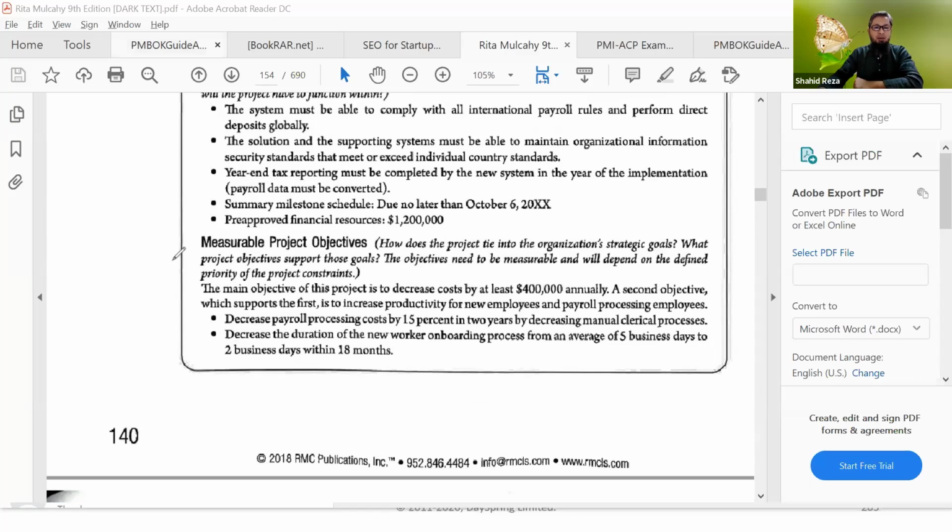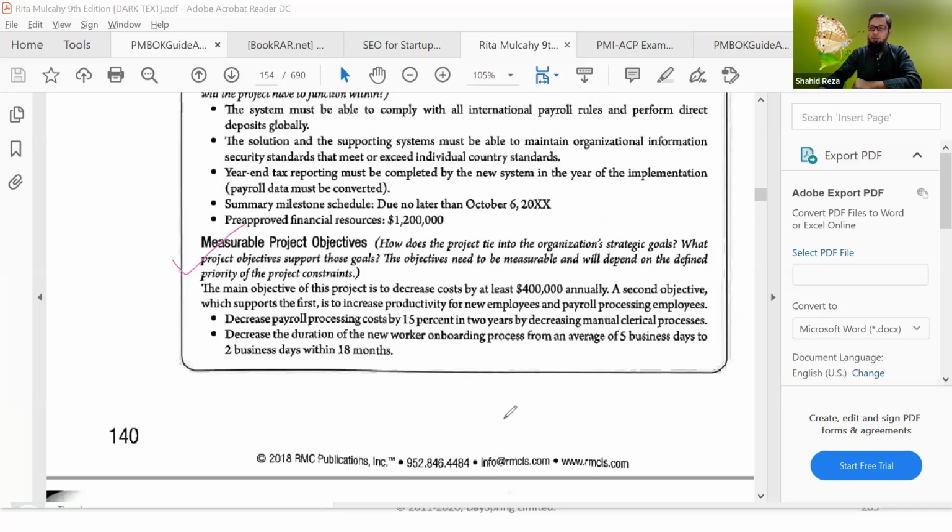Next one is measurable project objective. Can you remember project success measures in the first chapter? Project success measure: the project manager, the sponsor, everyone needs to identify what will be the project success measures, KPIs or metrics, that we need to set here.